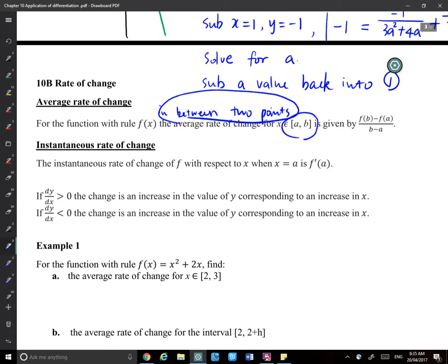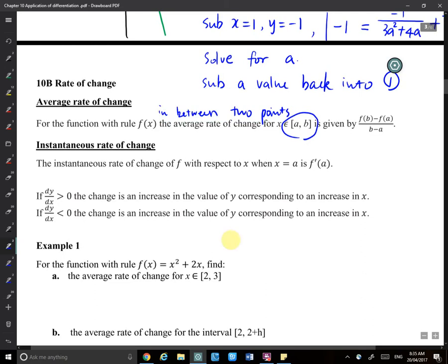What's the average rate of change between 1 p.m. to 10 p.m.? It must talk about 2 points. You can't say what's the average rate of change for x equals 4. You can't talk about the average. So the average rate of change is in between 2 points, and the formula given is actually the gradient formula.